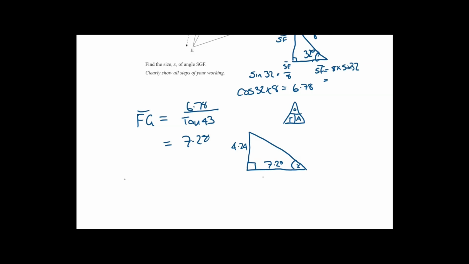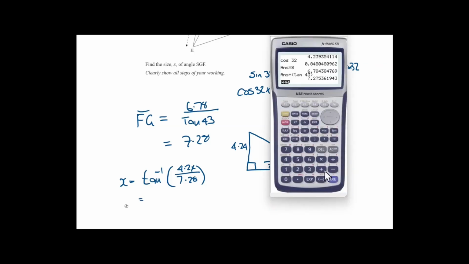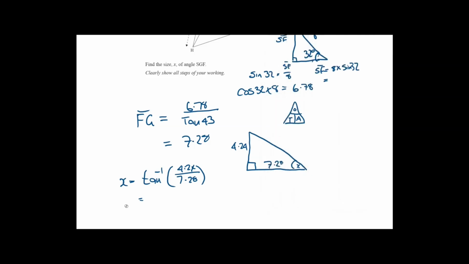So x is going to be equal to tan inverse, opposite over adjacent, 4.24 divided by 7.28, and it's going to give us our final answer. So tan negative 1, 4.24 divided by 7.28, and we get 30.22 degrees. And that's that. We're done with that one. At least. Well, actually, at most.